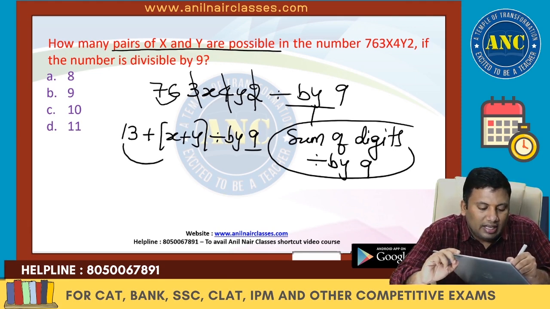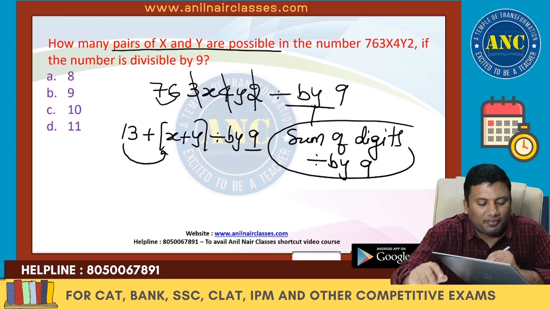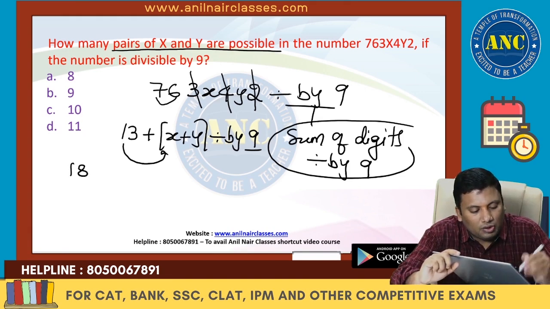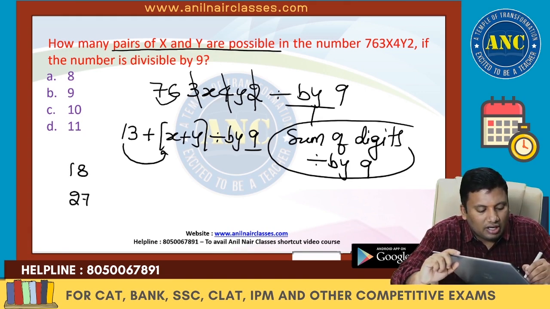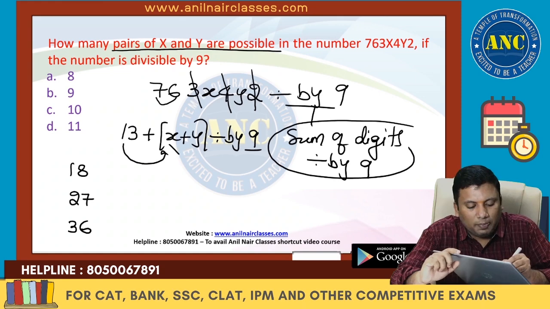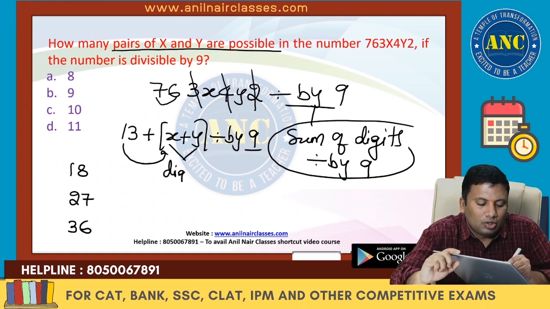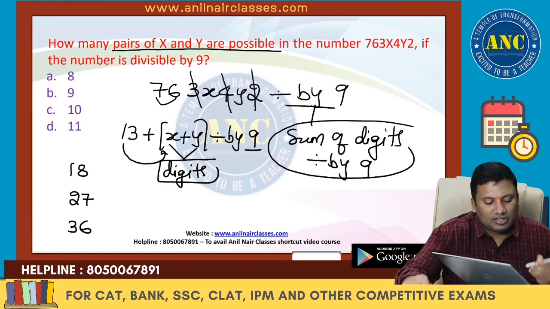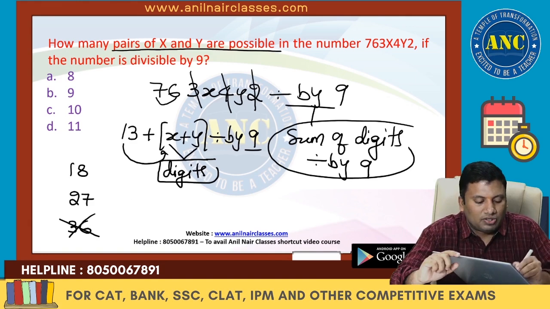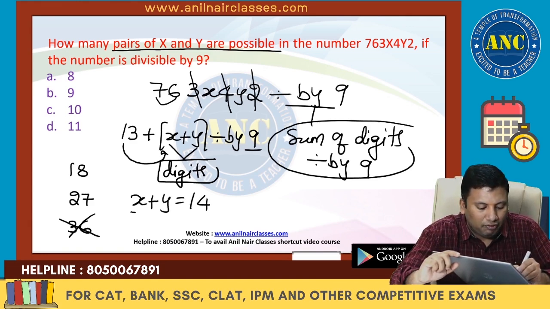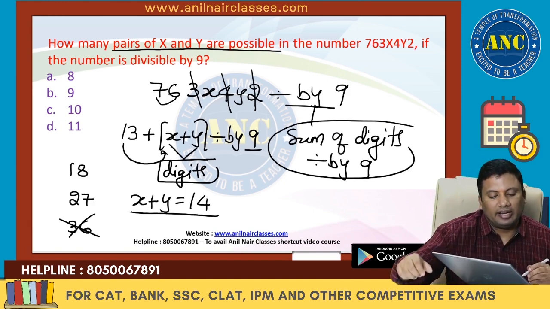So 13 is exceeding the first multiple of 9. That means 9 twos are 18, 9 threes are 27, 9 fours are 36. x plus y are both digits, and the maximum value is 9 plus 9, 18. So 36 is not possible. That means x plus y can be 14.